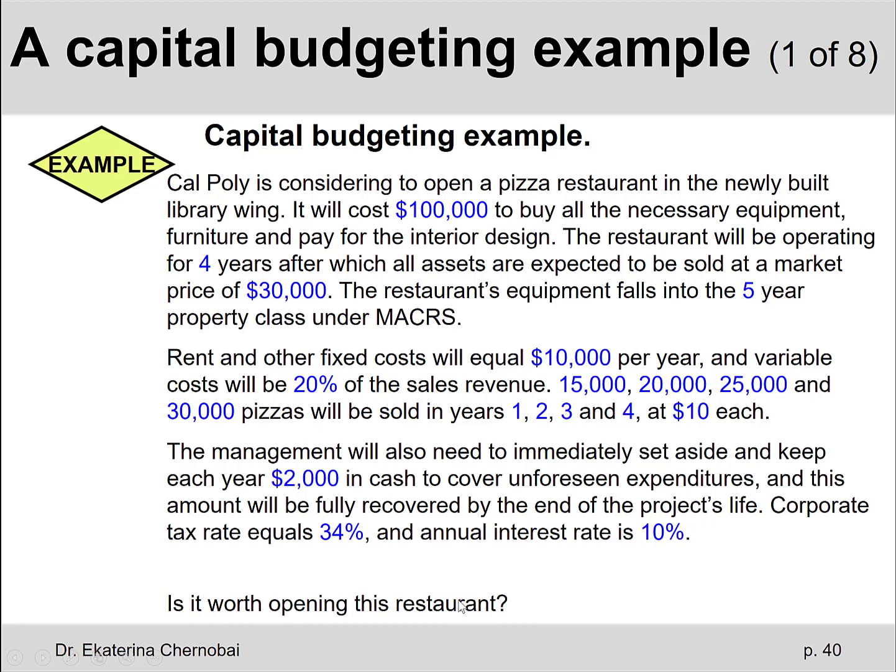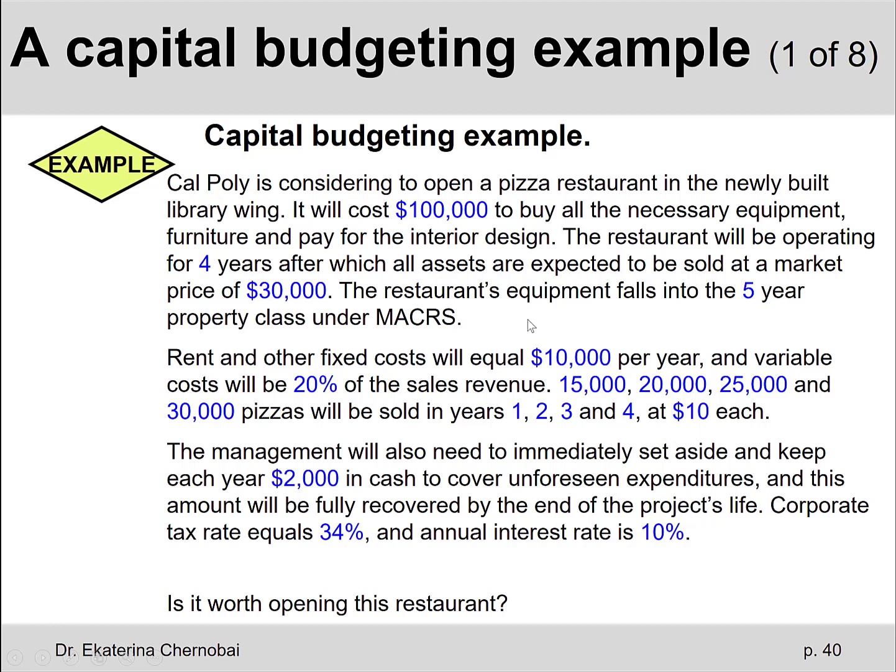Is it worth opening this restaurant? So we need to calculate the net present value. If it's above $0, then we will say it's worth opening the restaurant. To find the net present value, we need to discount all cash flows using the discount rate, which is 10%. So what are the cash flows that need to be discounted at 10%? That's the whole point of this problem. We need to figure them out from all this information.